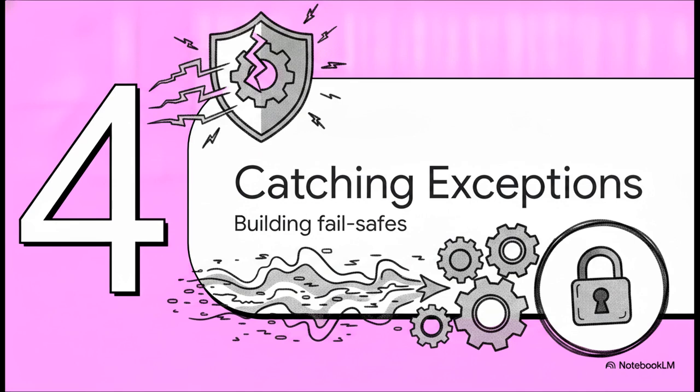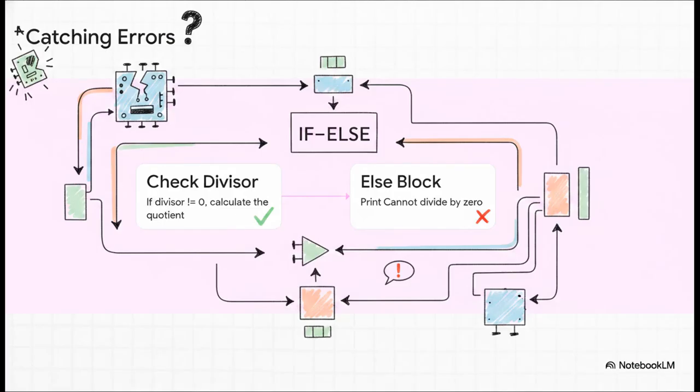Which brings us to part 4, catching the exceptions, building software failsafes. So the crucial point here is how we fix this. The reality is, we can't control what a user types, but we can absolutely control how our program reacts to it. Rather than crashing, we can perform an appropriate action.